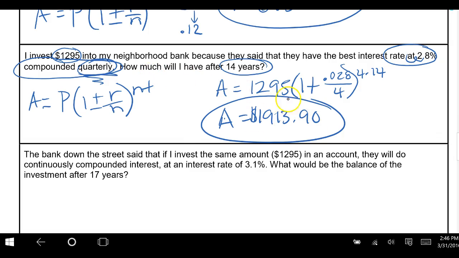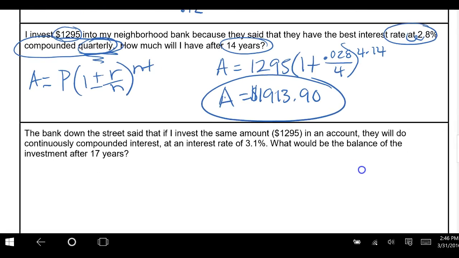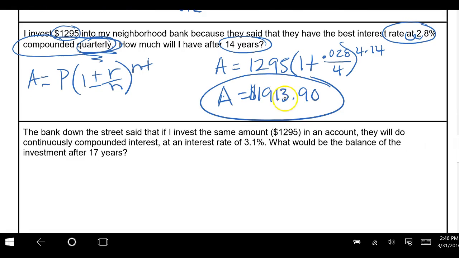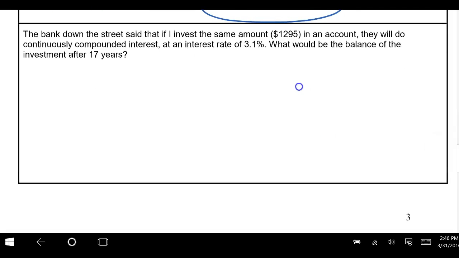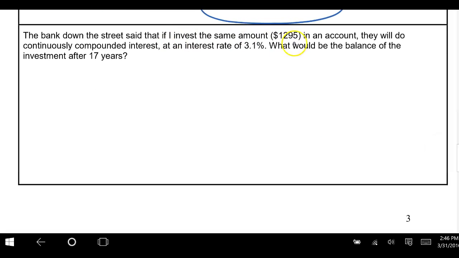And so this is the amount that you'll have after 14 years invested in a neighborhood bank. You'll make about, let's see, a little over $600. Okay, now the bank down the street said if I invest the same amount into an account, they'll do continuous compound interest. Now, we're not going to use continuous because that's a different type of interest and we didn't learn that one. Okay, so we're going to do monthly.